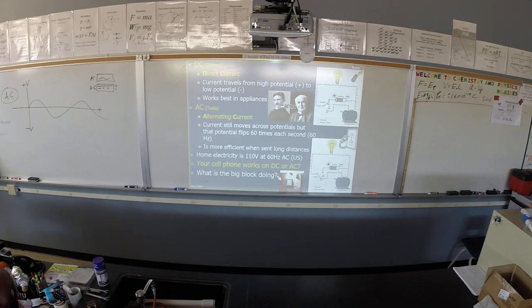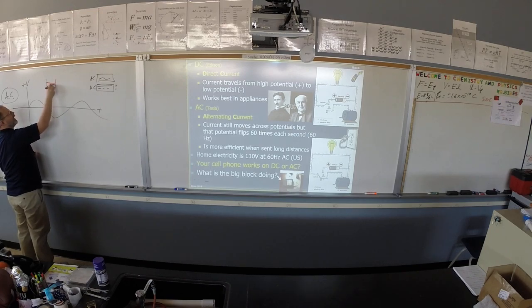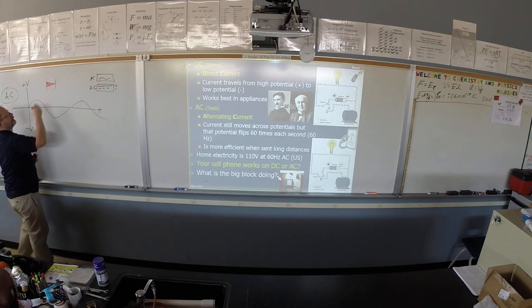Well, mathematically, how do you take an AC and turn it into DC? There are these things called diodes, and they only allow current to travel in one direction. The symbol for a diode looks like this. It's a triangle inside a box. So basically it says, I'm only allowing the positives to go.